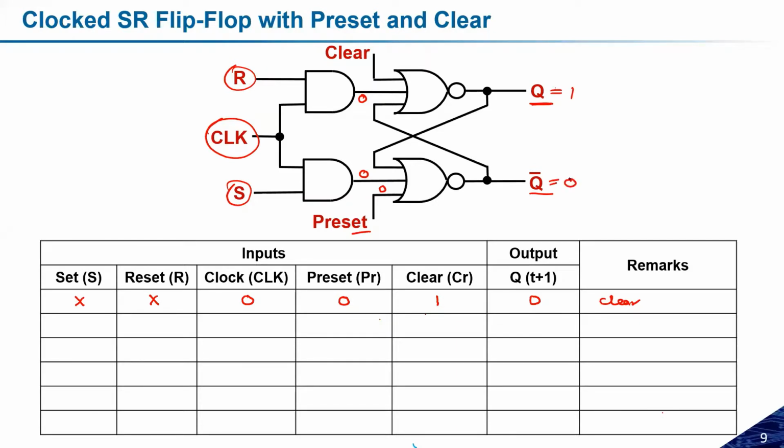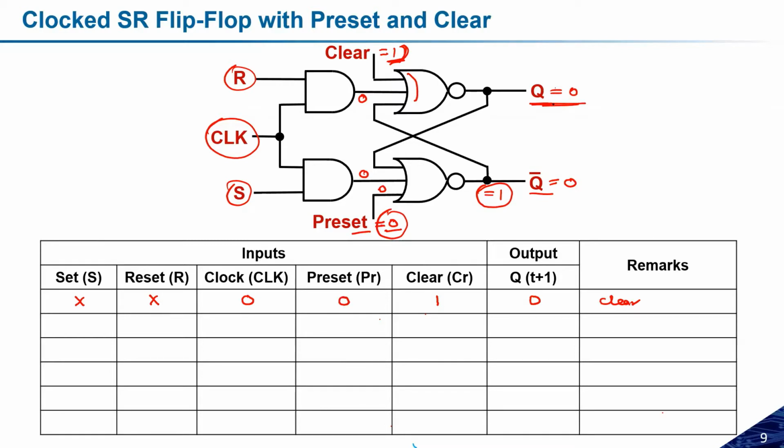Let us consider this stage. So 1 0 0 will give you 1. Sorry, I made a mistake. If you are making preset equal to 0, then 0 0 0 will give you the logic 1. And if you are making clear equal to 1, then because any one of the inputs of this NOR gate is 1, by default the output will be 0. What it means? The data will be cleared.